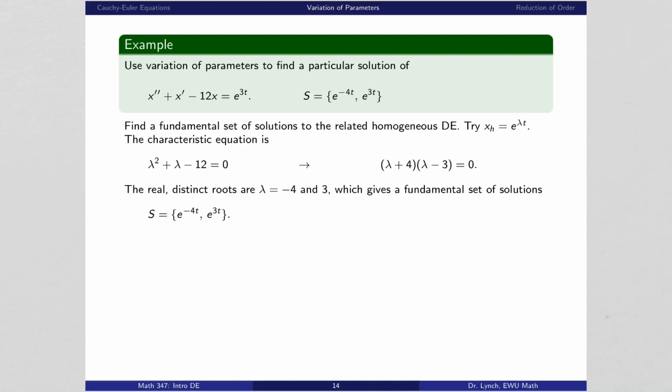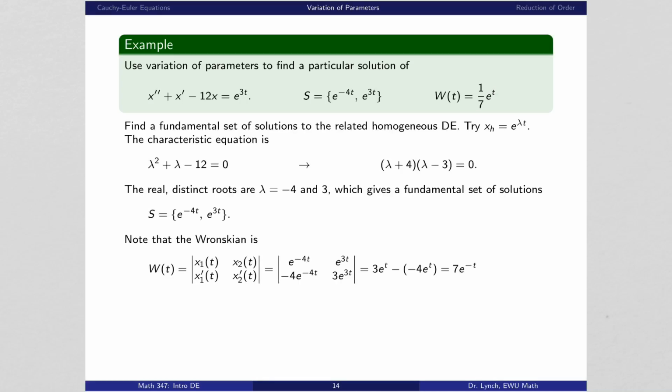Now, before we find the particular solution, we'll identify the Wronskian. Again, the Wronskian is the determinant of the zeroth and first derivatives of those fundamental solutions. Here we take the product of the diagonal elements, then the product of the off diagonal elements, and subtract the two. When you do that in this case, you get 7 times e to the minus t, and we'll use that in just a minute.